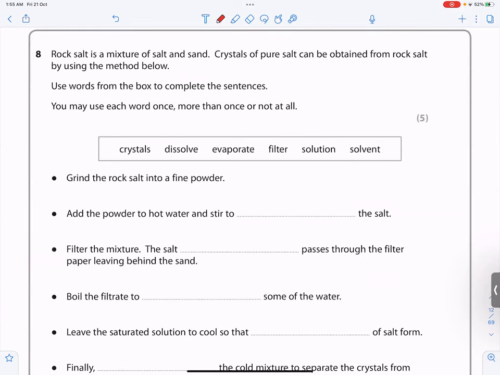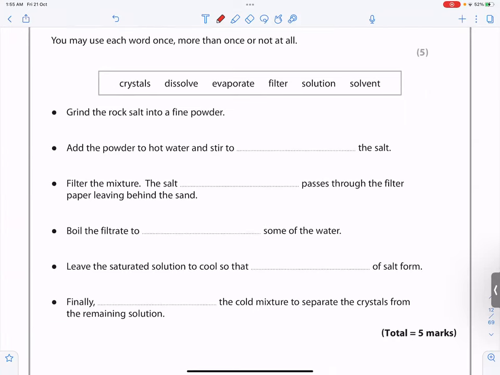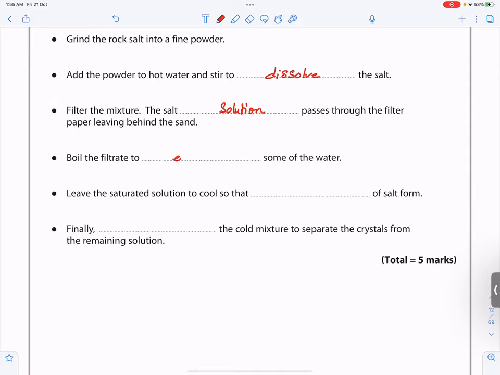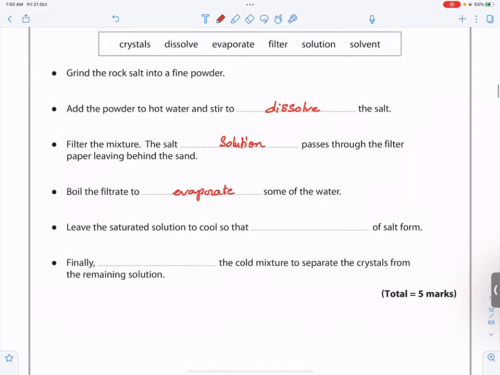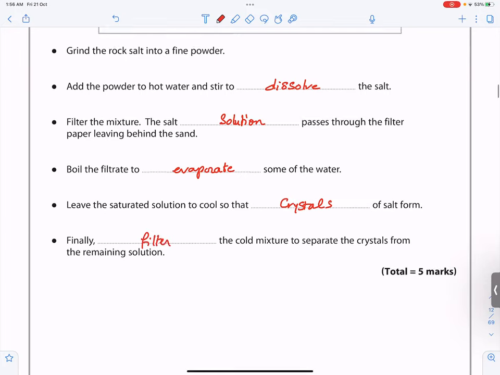Question 8, rock salt is a mixture of salt and sand. Crystals of pure salt can be obtained from rock salt by using the method below. Use words from the box to complete the sentences. You may use each word once, more than once or not at all. Grind the rock salt into fine powder. Add the powder to hot water and stir to dissolve the salt. Filter the mixture. The salt solution passes through the filter paper, leaving behind the sand. Boil the filtrate to evaporate some of the water. Then leave the saturated solution to cool so that crystals of salt form. Finally, طبعا هتكون filter the cold mixture to separate the crystals from the remaining solution.